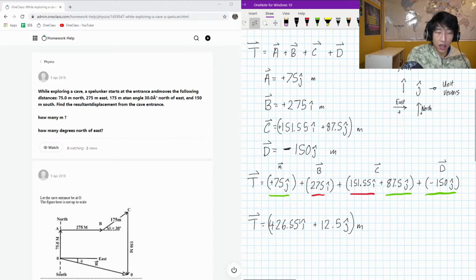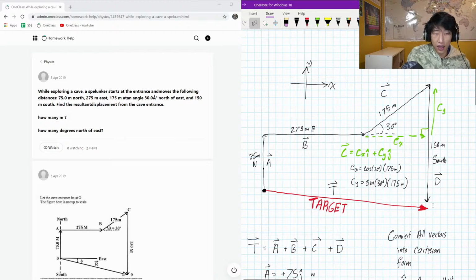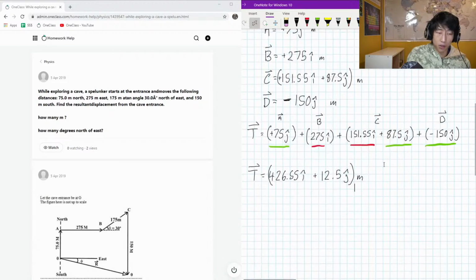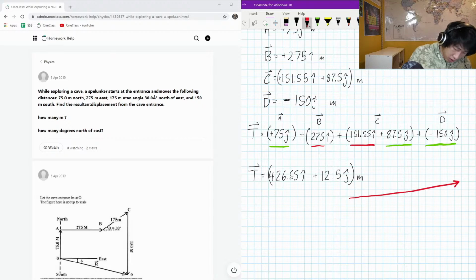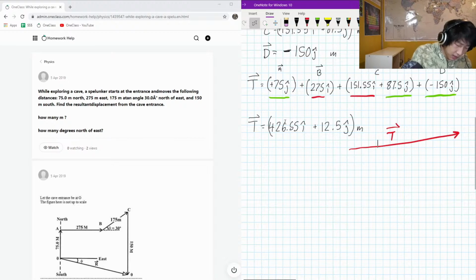Okay, now does this make sense? It means that we went 426 meters towards the east, very far east, and barely any, just like 12 meters north. So my diagram is a little bit wrong. I think that's because I drew D a little bit too long, so we would actually expect our target to be pointing upwards. So we would actually expect it to look something like this. That's what it would look like. So it's asking us how many meters this is. Essentially what this means is we need to find the magnitude of this vector.